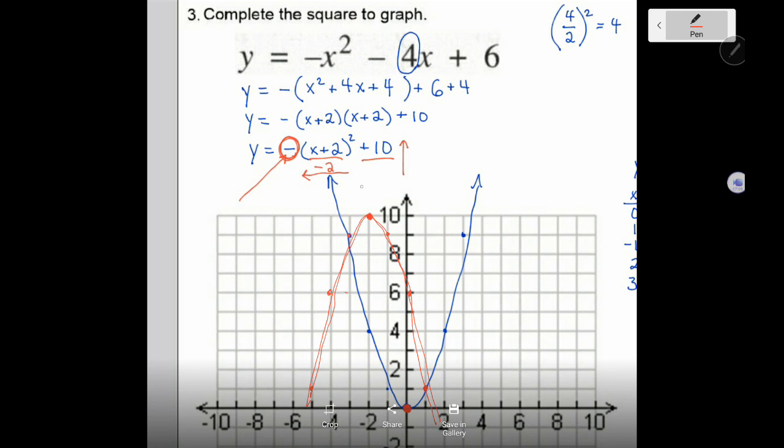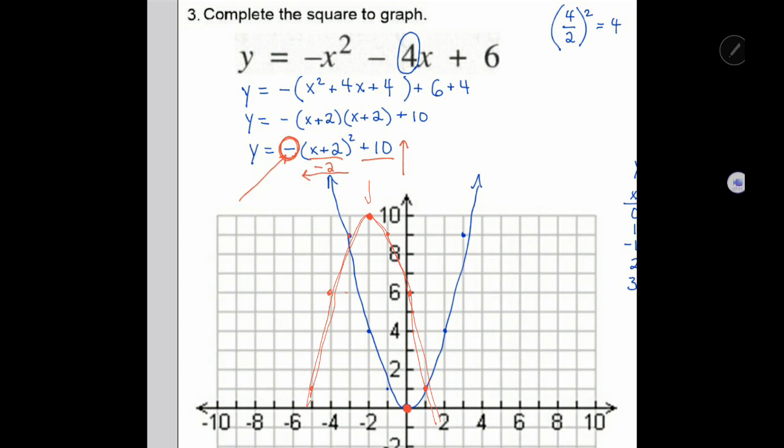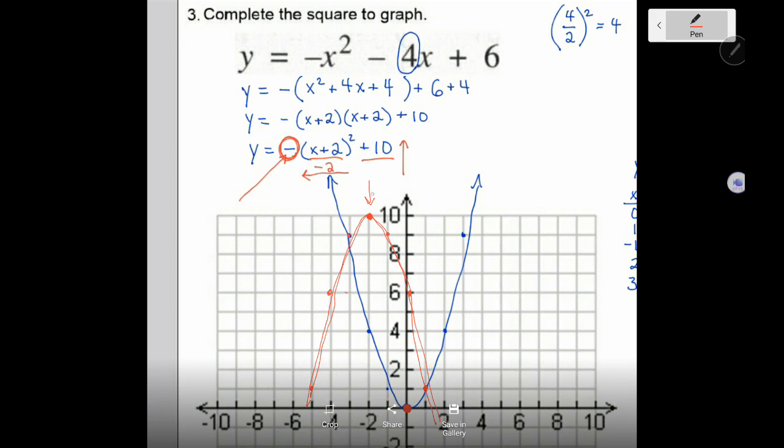It shifted 2 to the left. This used to be the bottom, but now it's the top. It got shifted over 2 places to the left, and it got raised up 10 places up. It used to be down at 0, now it's up at 10, and it's opening upside down because of the negative out in front. Alright, so it's the same parabola, it just got moved around and flipped upside down.